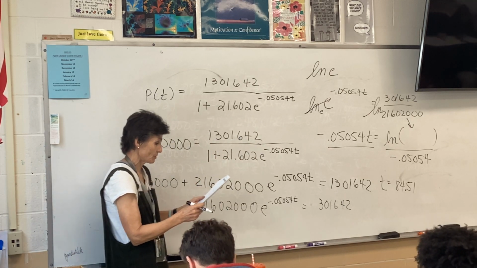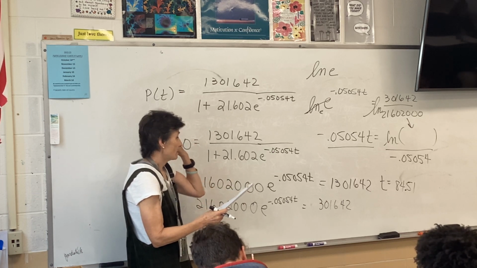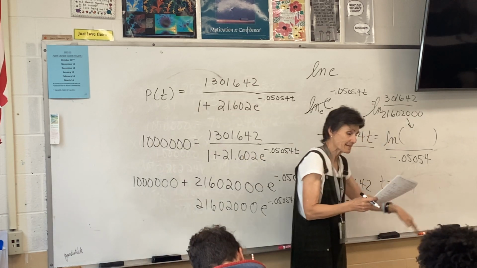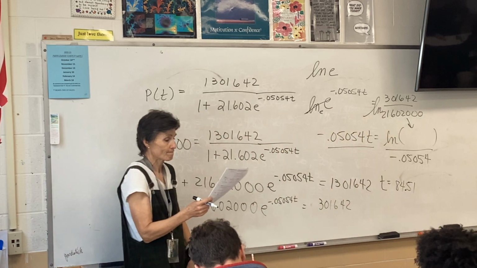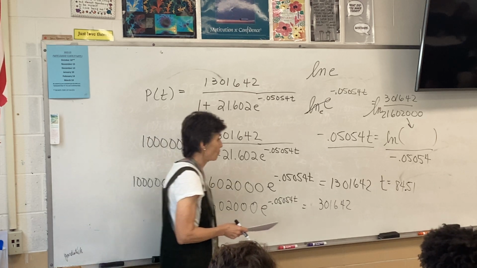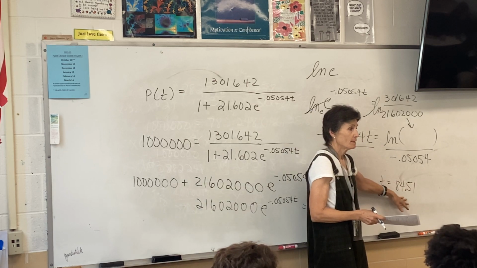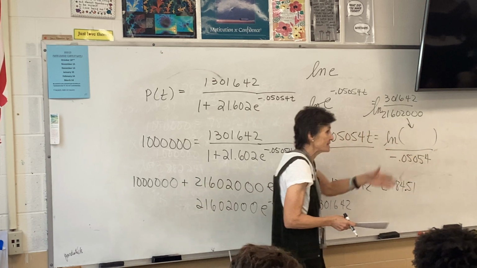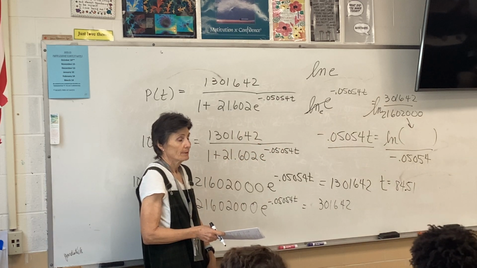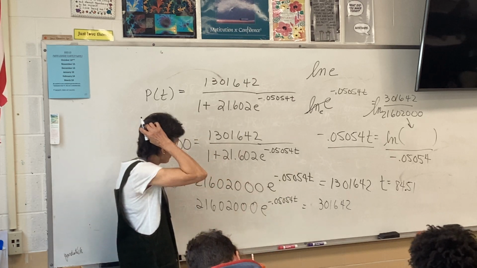All right, so let's answer the question. I typed it. I guess that is t. So what does t stand for in this equation? Years after 1900. So when did the population get to be a million? About the middle of 1984. It was a million.